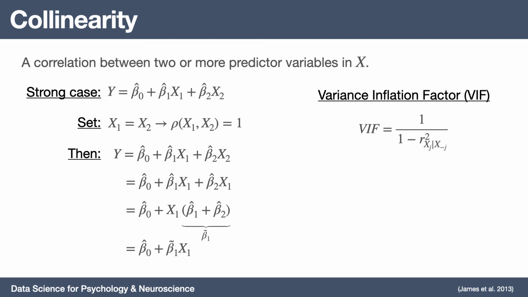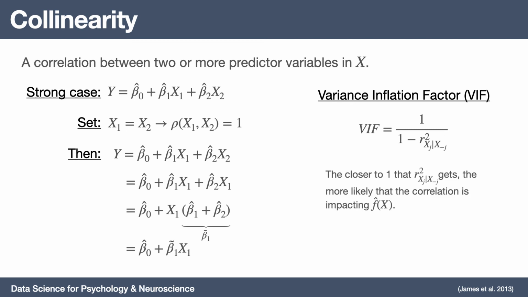Now you can calculate the variance inflation factor for any pair of variables. This is VIF for short. The VIF is relatively simple. It's 1 over 1 minus the R squared of any variable j with any variable that's not j. The closer to 1 that this R squared term gets, the more likely that the correlation is impacting your fit f of x, or f hat of x.